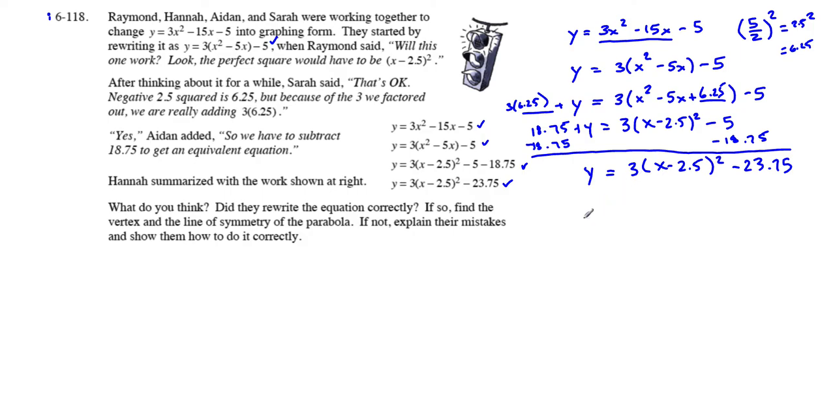Now, it asks us a couple of questions about it. First of all, did they rewrite it correctly? Yes, they rewrote it correctly. Yes, the group was correct.